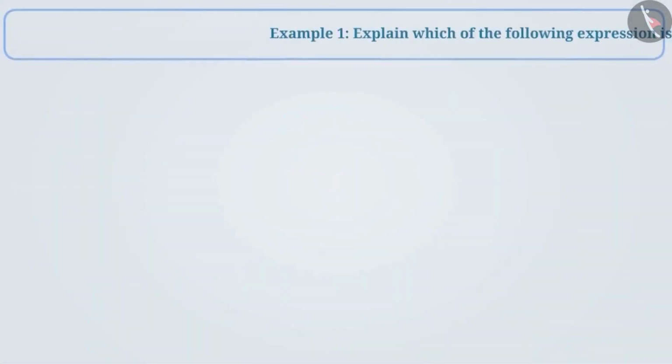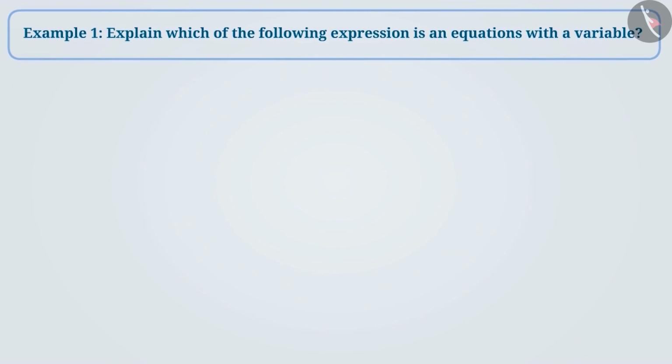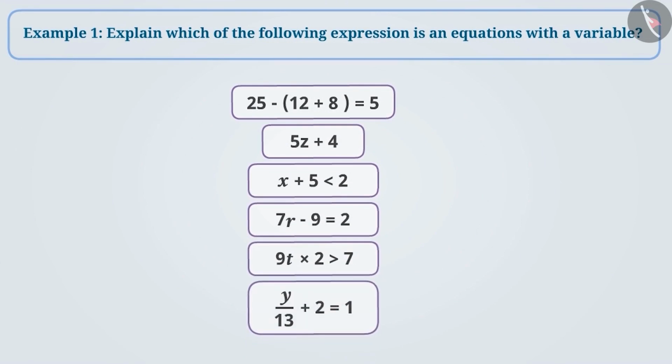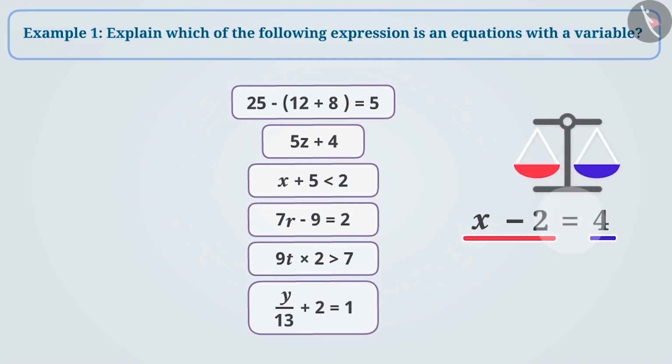Example 1. Explain which of the following expressions is an equation with a variable. The equation must have one or more variables, and the left-hand side must be equal to the right-hand side. 25 minus 12 plus 8 is equal to 5. The sign of equality is between both the sides, but a variable is not present on either side. There are only fixed numbers. So, we will call it a numeric equation.